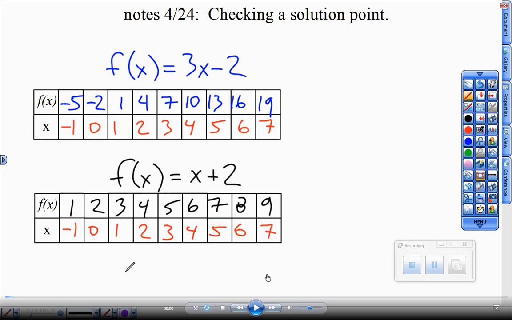All right, what we're doing is finding a solution point to a system of equations, which means more than one equation, 2 of them, this blue one and this black one. The first way is when we have a table already filled out for you. I want you to be able to identify the point that they share in common exactly the same.